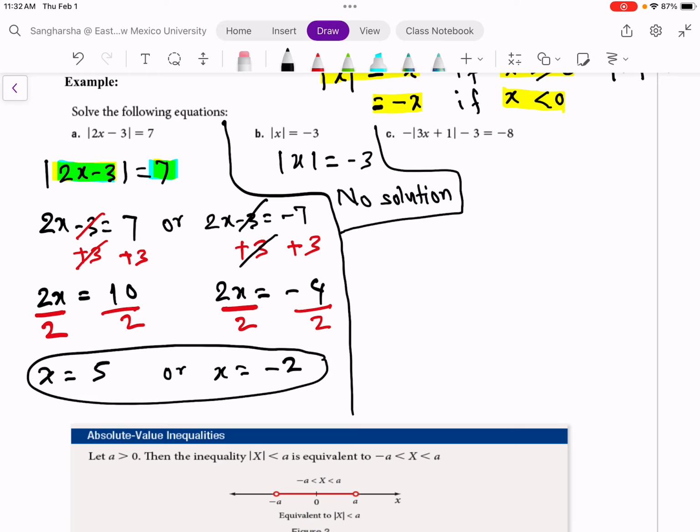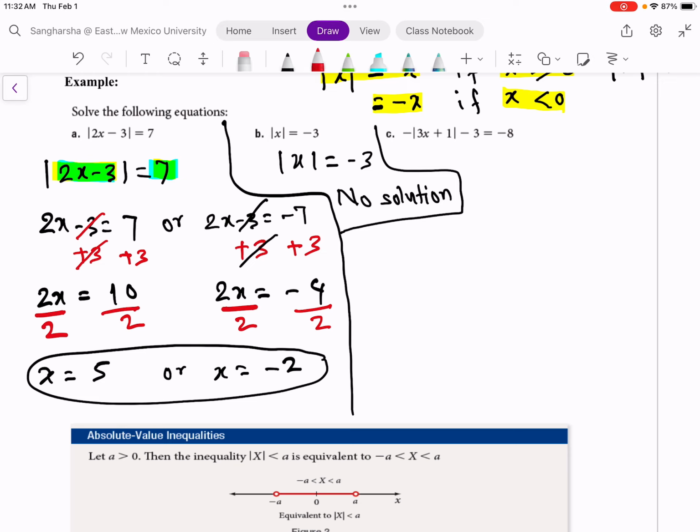We can't make a conclusion here. Okay, so let's simplify first. Let's find the absolute value of 3x plus 1 equals 2. If it's negative, no solution, but if we have positive, then we're gonna find a solution. So let's collect the absolute value expression on one side and the remaining on the other side.